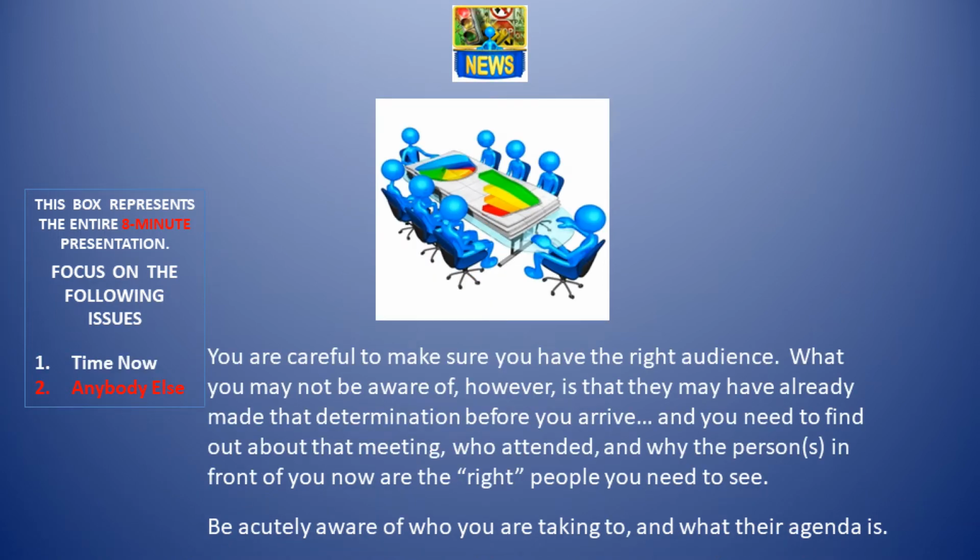The second issue: is there anybody else? You are careful to make sure you have the right audience. What you may not be aware of, however, is that they have already made that determination before you arrive, and you need to find out about that meeting, who attended, and why the persons in front of you are the right people you need to see. You need to be acutely aware of who you are talking to and what their agenda is.